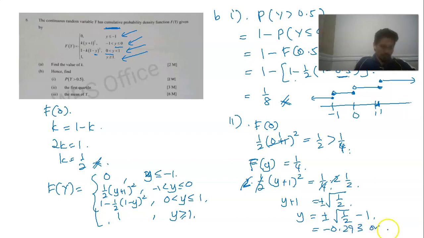From this, it gives you two values of y, which are -0.293 or -1.71. As we mentioned just now, at y equal to 0 it gives us 1 over 2, and y cannot be less than -1. So the answer for this case is -0.293, because it lies between -1 and 0. -1.7 lies somewhere outside, which is not in the range for the quarter. So this is the answer.